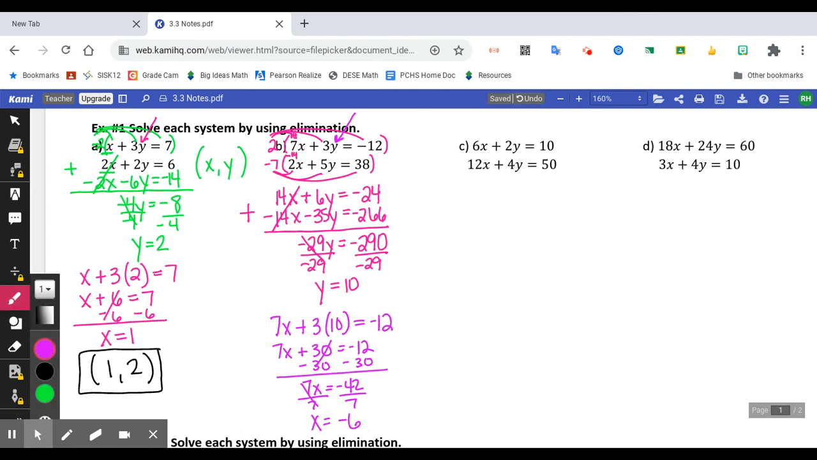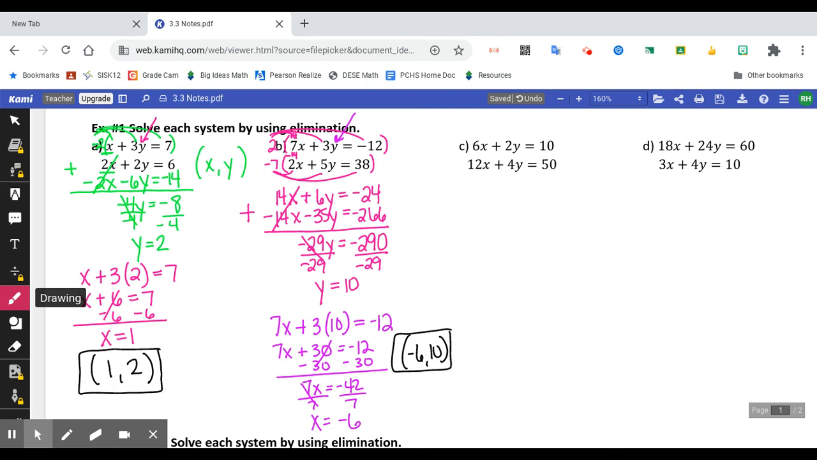So my ordered pair answer for my system would be, oh, sorry, I wrote that backwards. Negative 6, 10, x, y. Okay, hopefully we're catching on a little bit.